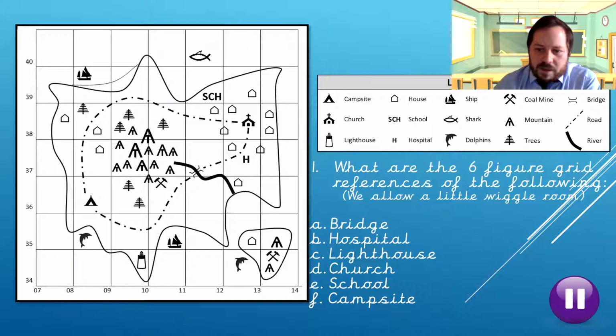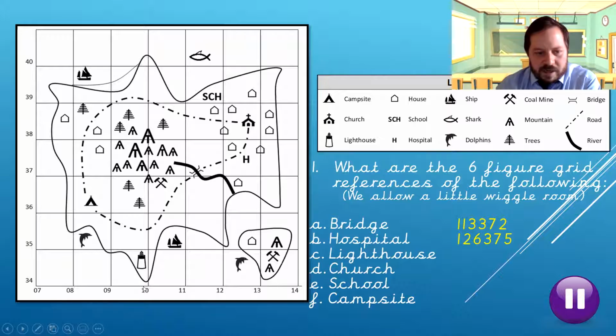Okay. So the first one is 11, and then roughly 3 along, and then 37, and probably 1 or 2 up, depending on which one you go for. The hospital, which is over here, we've got 12 and probably 6 or 7. And then we've got 37 and probably about 5. It's in the middle of that line, I would say. 37, 5.